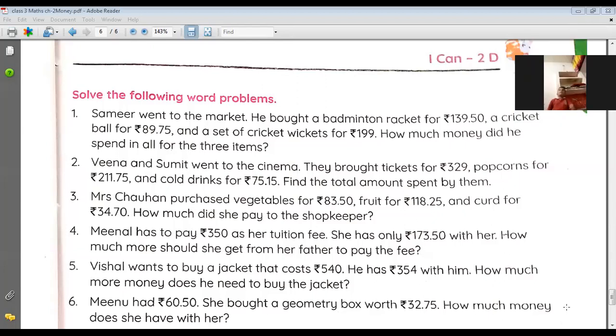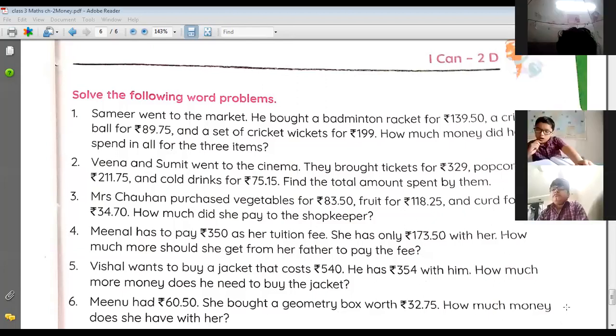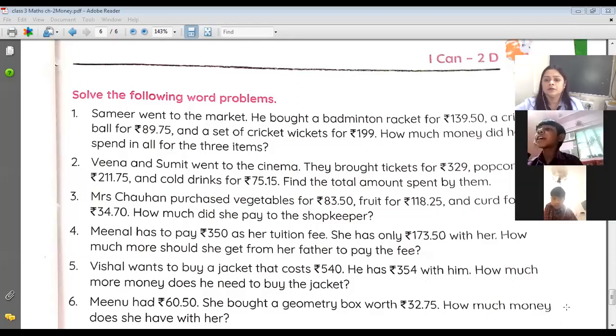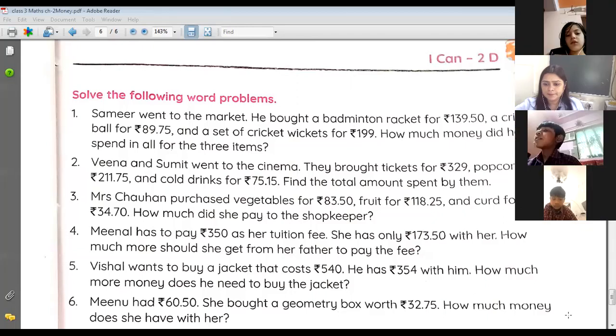Samir went to the market. He bought a badminton racket for rupees 139.50, a cricket ball for rupees 89.75, and a set of cricket wickets for rupees 199. How much money did he spend in all for the three items? Very good. So can you explain why Samir went to the market?